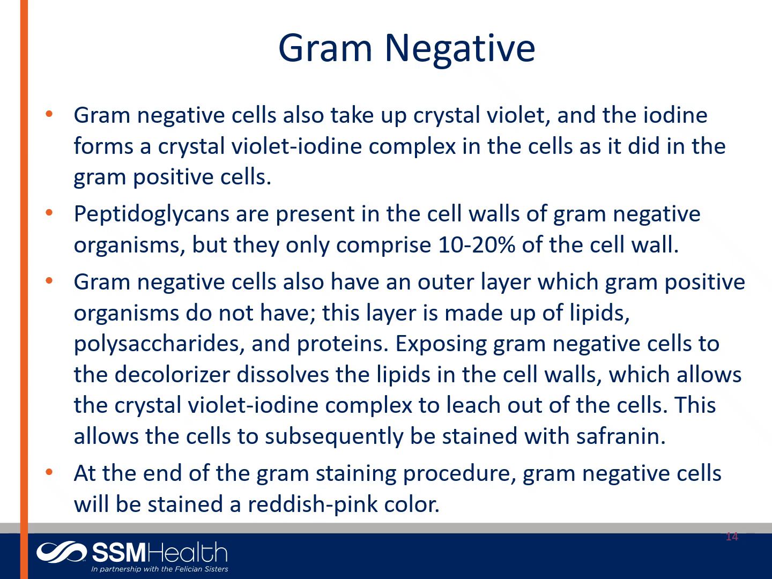So exposing the gram-negative cells to the decolorizer dissolves the lipids in the cell wall. So now that crystal violet iodine leaches out of the cells. And now the cells can be stained with the safranin because that complex is no longer the same structure like the gram-positive cells have. So now at the end of the gram staining procedure, gram-negative bacteria will stain a reddish pink color.